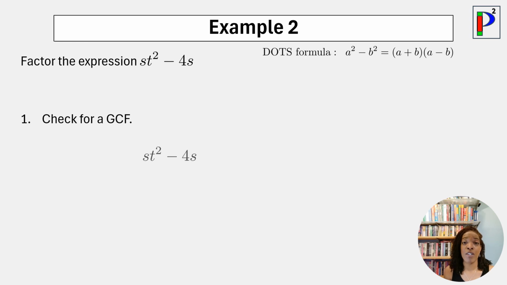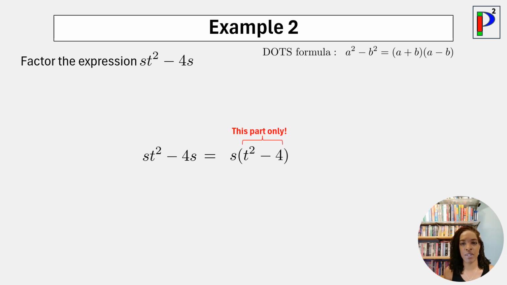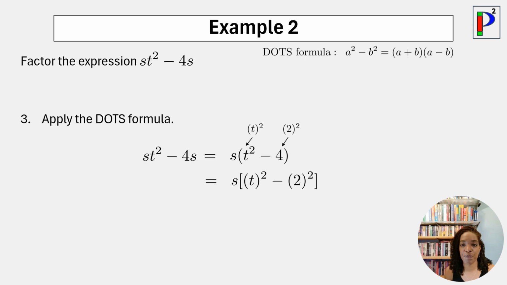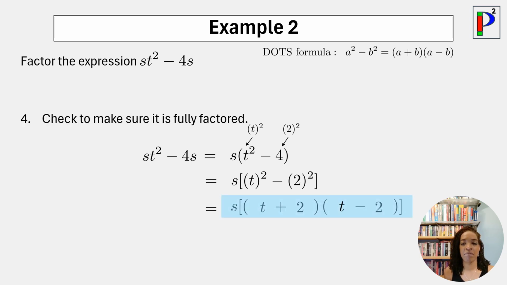Guess what? We have a GCF in this one. We have a GCF of s. I'm going to pull that out first, and we're only interested in the part inside the parentheses, so we're going to keep the s outside. Checking the requirements, this is a binomial, it is a difference, and it has 2 squares. So I can rewrite both numbers inside the parentheses. Okay, so 4 becomes 2 squared, t becomes t squared, and I can apply my dots formula. I keep my s outside, and I move my numbers. Then I double check, is everything fully factored? It is, so I can box my answer and go on.